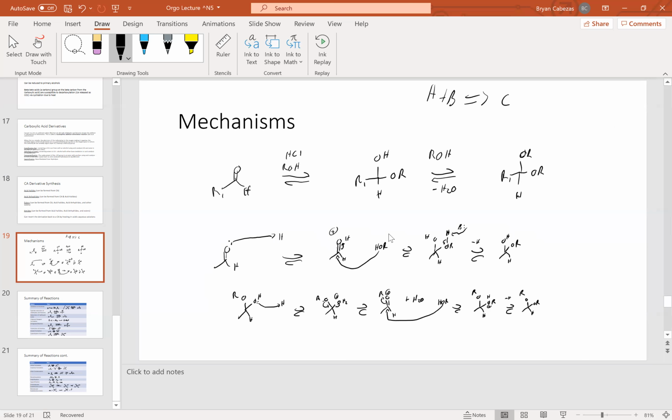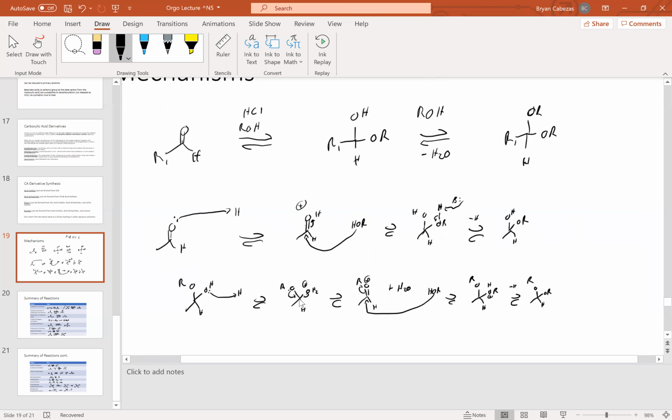But again, if you're tight on time, I would just know the chemical reaction first. This is the chemical reaction, and then if you have time, I would focus on the mechanisms. Okay, so now you can pause and copy this down. This is for hemiacetal and acetal.